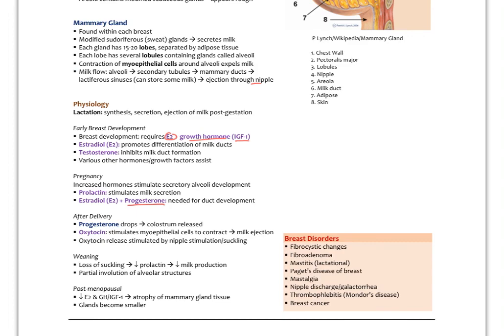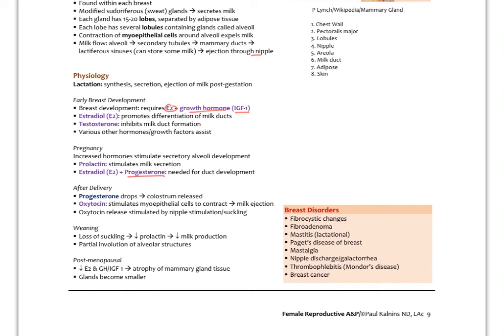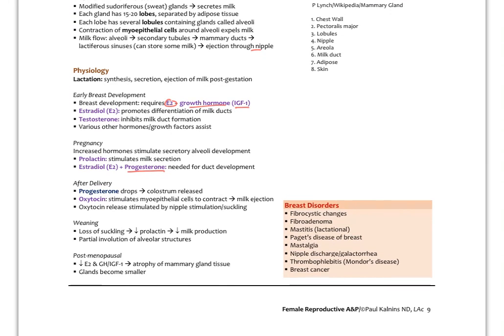Weaning involves the loss of suckling, which is going to cause prolactin to drop, which will cause decreased milk production, and that's going to allow for partial involution of the alveolar structures. And then postmenopausally, a decrease in estrogen and also growth hormone is going to cause atrophy of the mammary gland tissue, and the glands become smaller. So that's some of the roles of hormones in maintaining breast health and development.